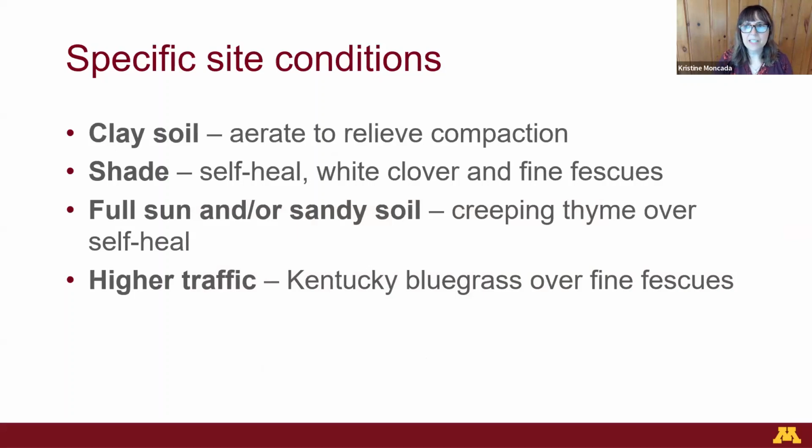If you have clay soil, this is a general lawn recommendation, but it applies to bee lawns as well. If you have compacted soil, before you plant your bee lawn it's good to aerate. Aeration is best done in August to October. You want to use an aerator like I showed in that picture, where it's taking little plugs out. That can help relieve compaction in your lawn and also help your bee lawn establish.